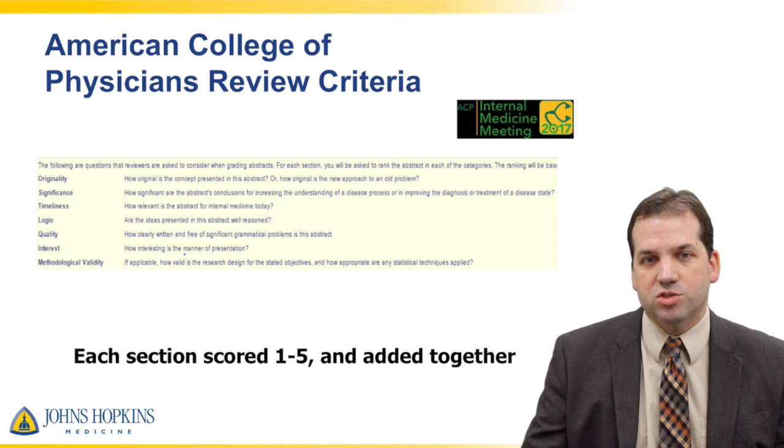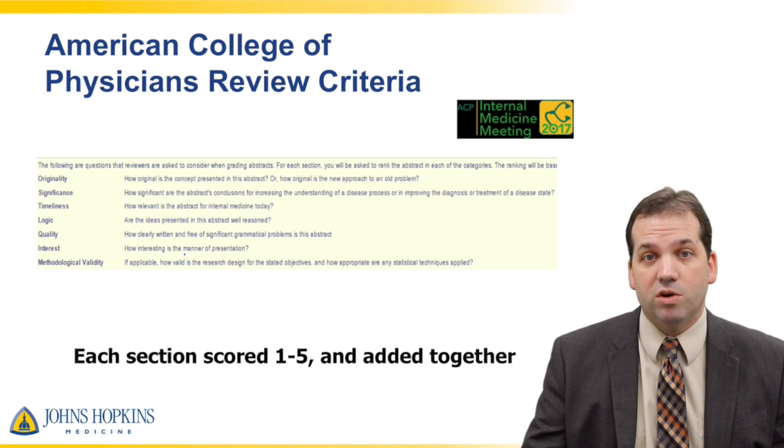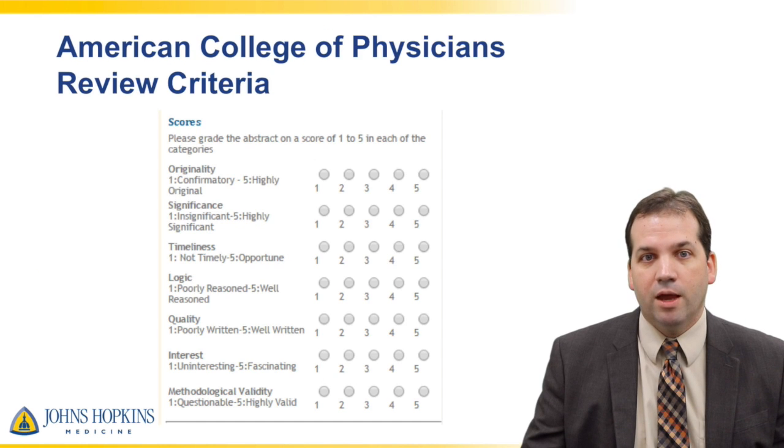And each of those sections are scored independently on a scale of 1 to 5. Those scores are then added together to give an overall score for that abstract. Again, 2 to 3 reviewers are reviewing each of these, and they'll give an overall score across both of those 2 to 3 reviewers. And here's the criteria again in a different format. Again, on a scale of 1 to 5, originality, significance, timeliness, the logic, the quality, the interest, and the methodologic validity. All those things with the American College of Physicians is summed across all those. And I think this is probably one of the most common types of abstract scorings that you'll see.